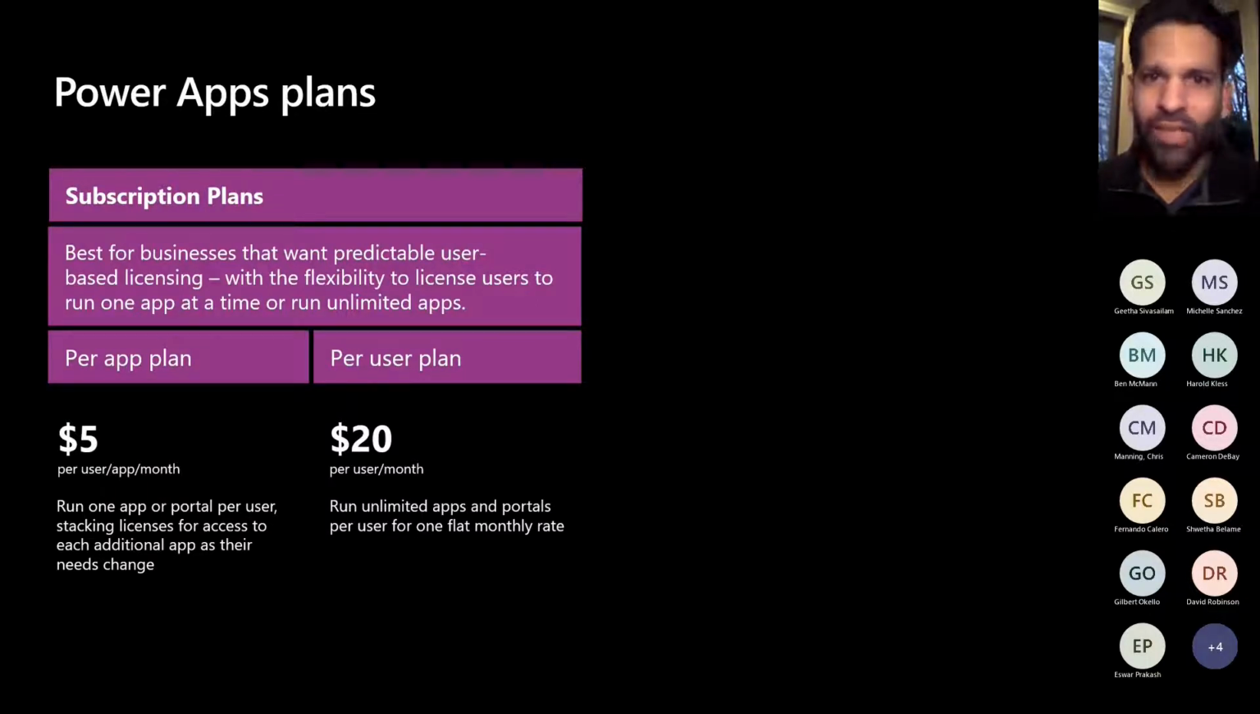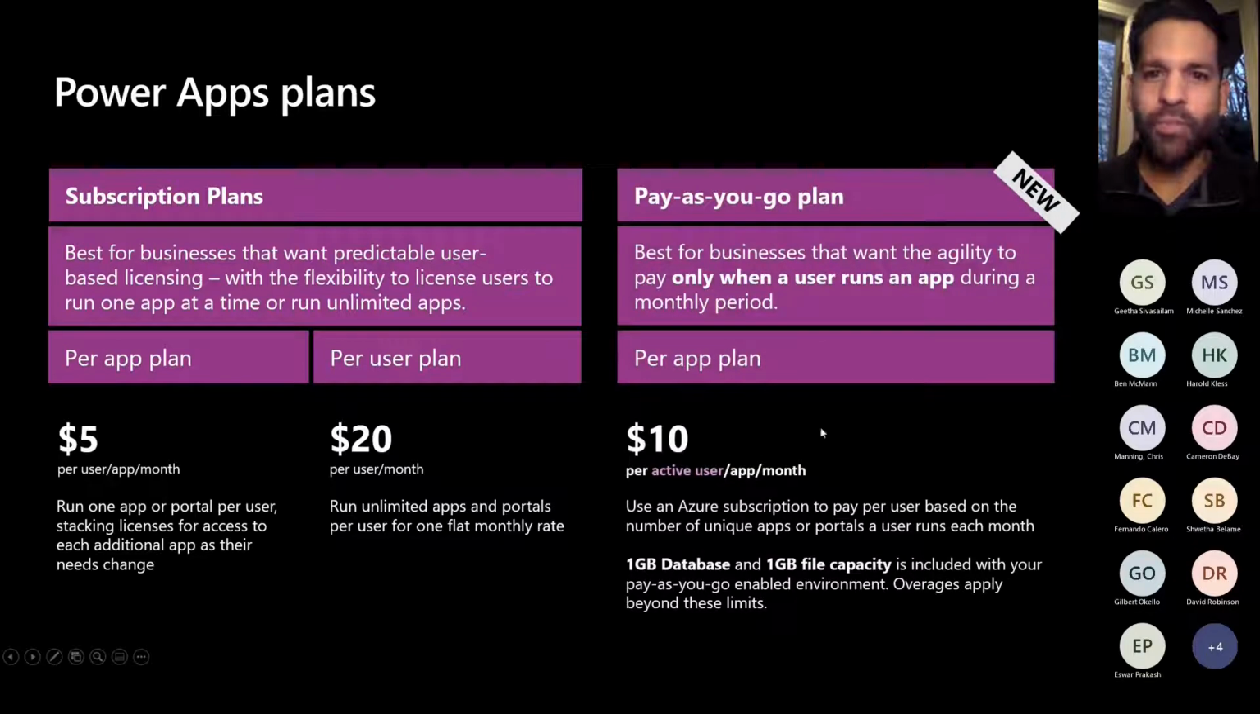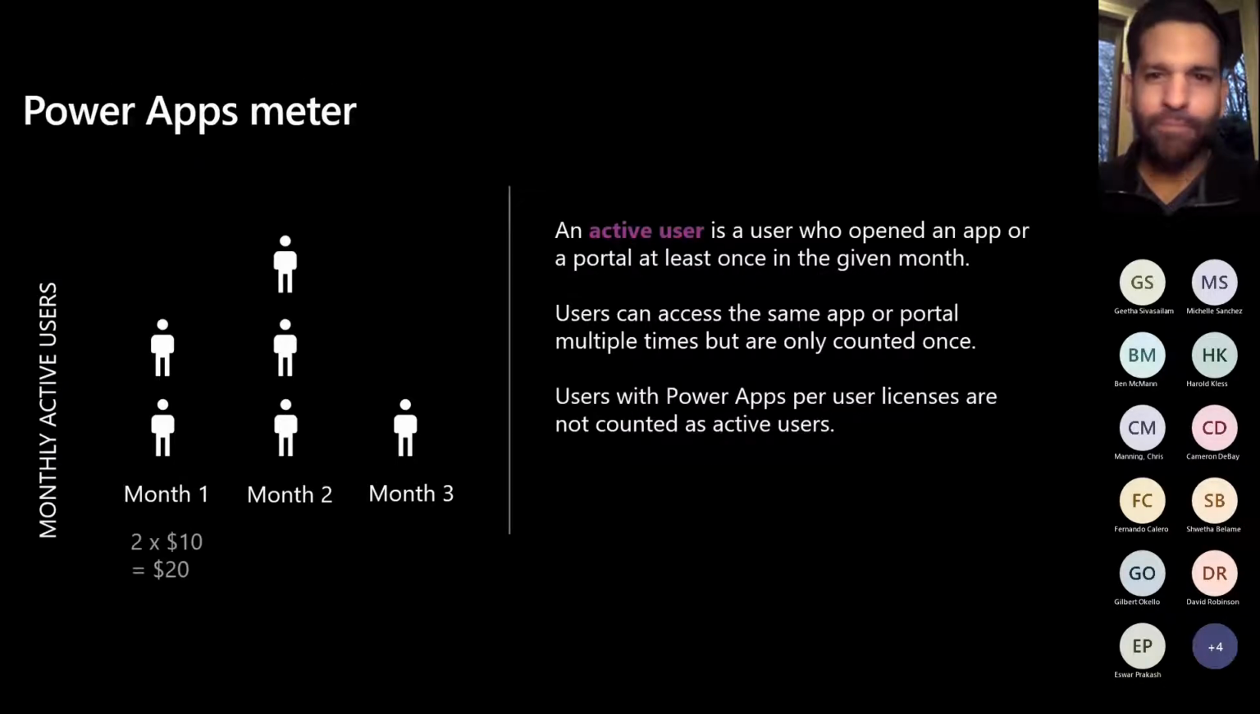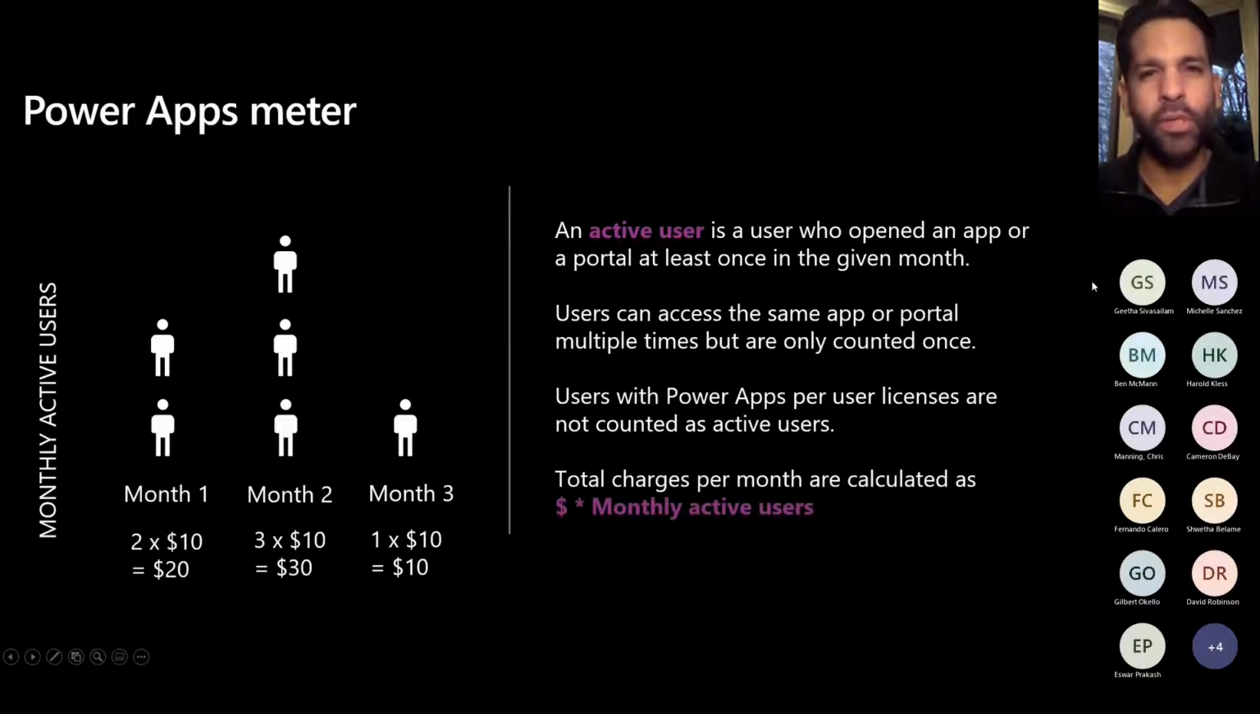To complement these plans, we are introducing the pay-as-you-go option. The way pay-as-you-go will work is based on this notion of an active user of your applications. We will charge $10 per active user per application per month. What is an active user? Let me dive into that. An active user is a user who opens an app at least once in a given month. That user could come back and open the same app 10 times, 100 times, 1,000 times. We will only count their usage that first time. That defines their active usage: when they use the app at least once.